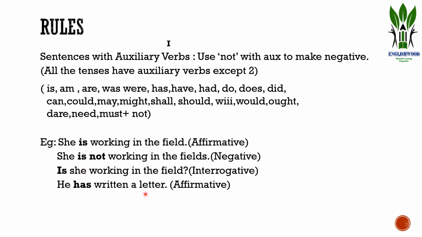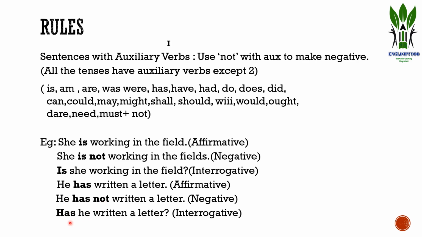He has written a letter, affirmative. He has not written a letter, just has and not. And has he written a letter? Interrogative. So this is how you can easily make negative and interrogative sentences. So remember these words.